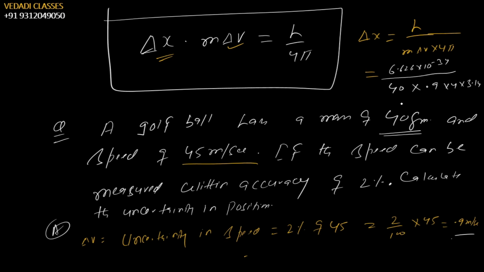When you use all these values, one thing: this value is given in gram, so you have to convert it into kilogram first, because the SI unit is the kilogram. So 40 into 10 power minus 3. You should keep in mind these things are very, very important from the conversion point of view, gram into kilogram, otherwise your answer will be wrong.